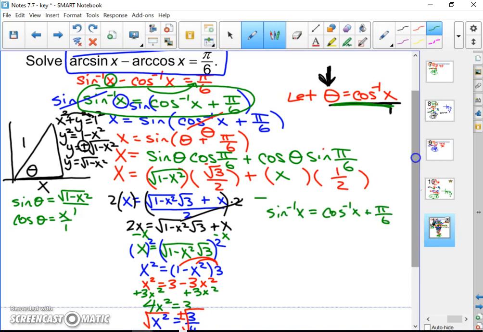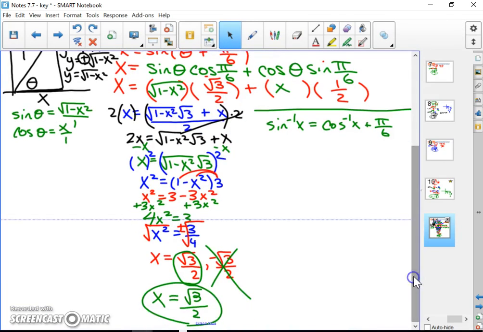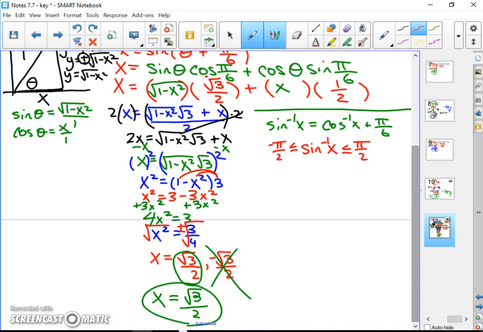Okay? So let's kind of start with that. We know from the definitions of our inverses, we know the range of inverse sine is in between pi over 2 and negative pi over 2. We know that. But because of this green statement, I can do a substitution, and I'm going to plug in that inverse cosine of x plus pi over 6. And we could say that that's in between pi over 2 and negative pi over 2. I just did a substitution, that's all.